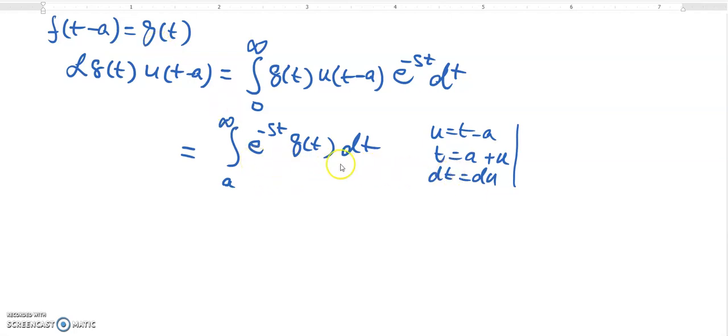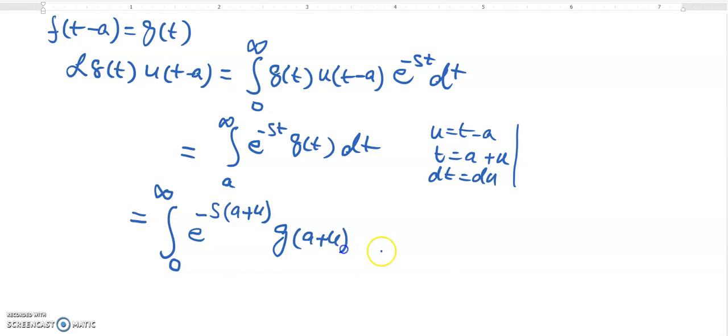So continuing from the previous video, we can input these values over here. Now a will become 0 because we are talking in terms of u. For t equal to a, u will be 0, and for t equal to infinity, u will also be infinity. This will be e power minus s, and t will be given as a plus u, and then g will be g of a plus u, and then it will be du.